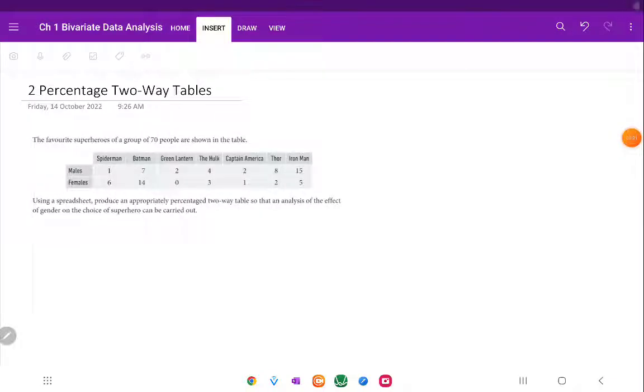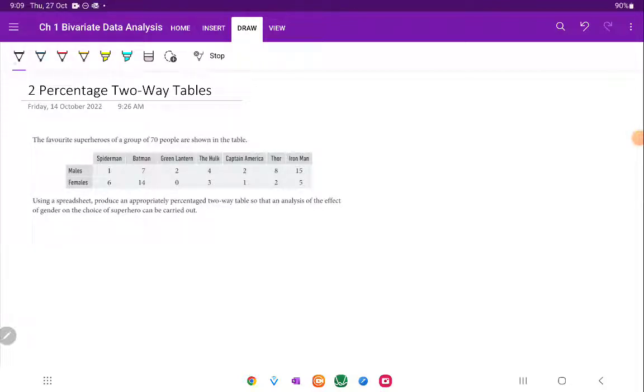Alrighty, so we're going to have a look at percentage 2A tables. Now, these are the way that we prove association. So I'm going to make that really clear. For categorical data, the way we tell any association is analyzed using percentage 2A tables.